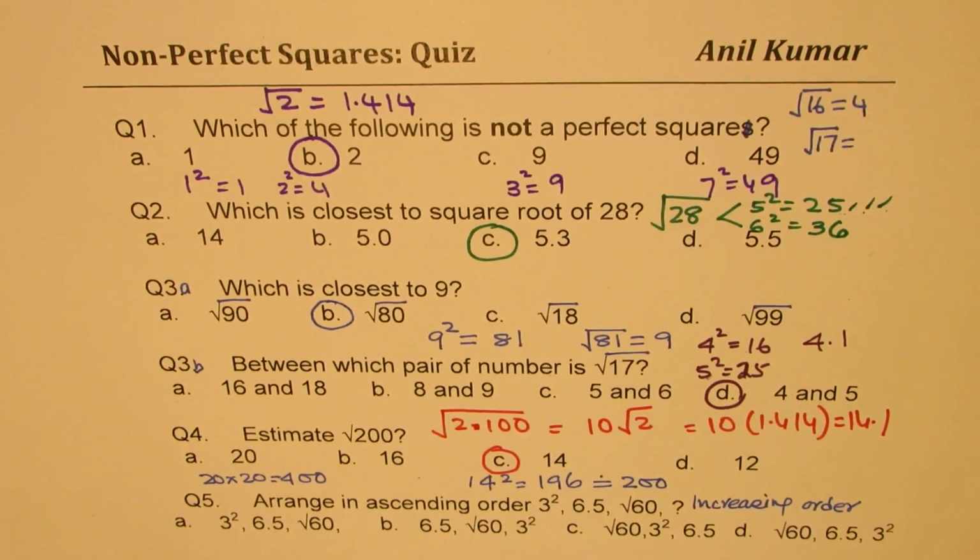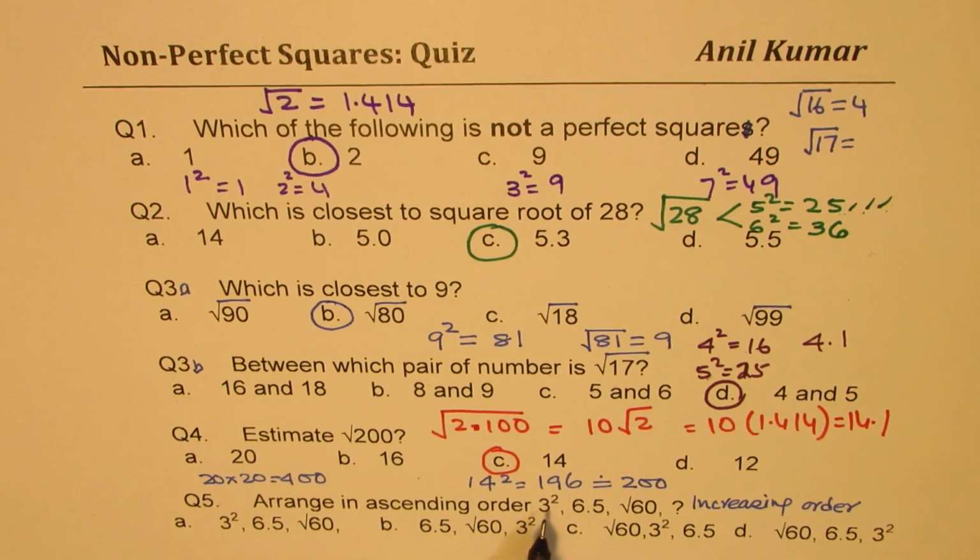Question number 5 here is arrange in ascending order. That means increasing order. We have 3 square, 6.5 and square root of 60. Let this be your question. It kind of summarizes all what we have learned in this particular chapter. So I hope that should help. So I'll wait for another second so that you get your time to arrange these numbers.